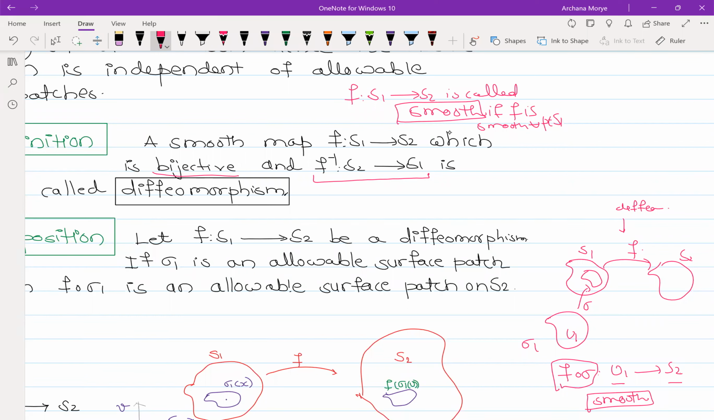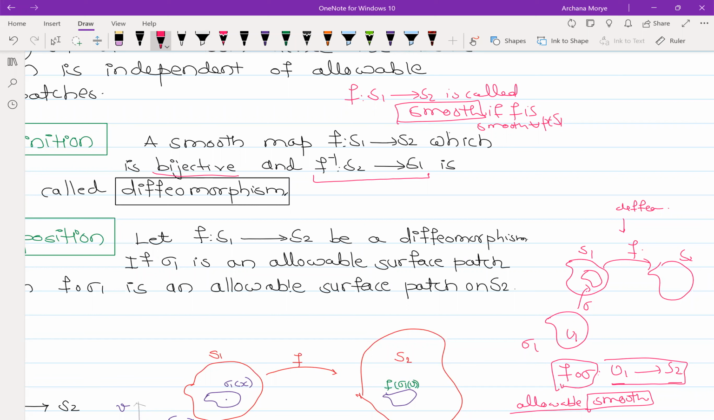F is given to be a diffeomorphism. I already have an allowable surface patch. Then if I compose with the diffeomorphism, what will I get? A smooth map at least. Yes, again I'll get an allowable surface patch. You are saying smooth, okay, so smooth is correct.